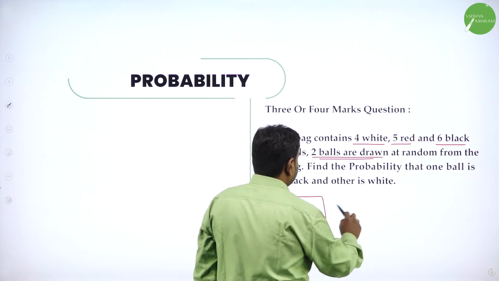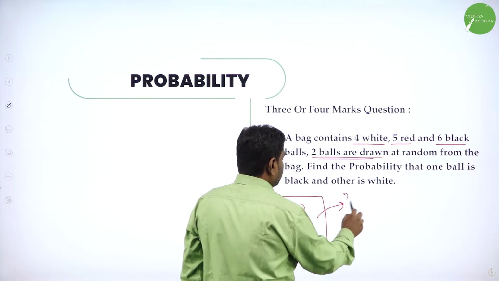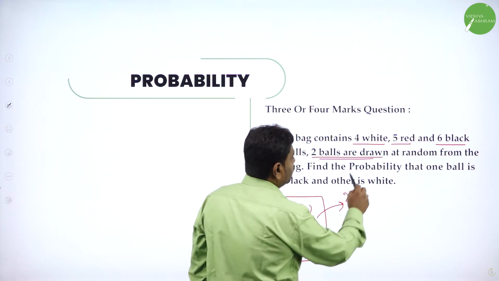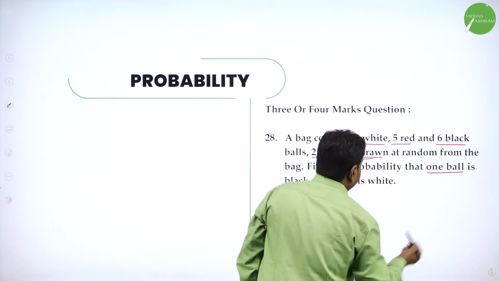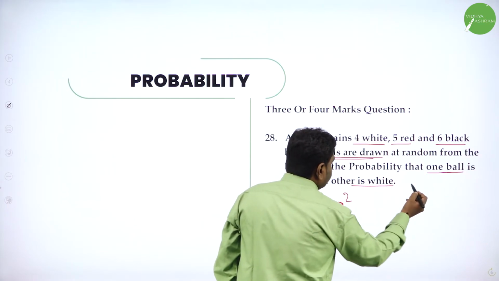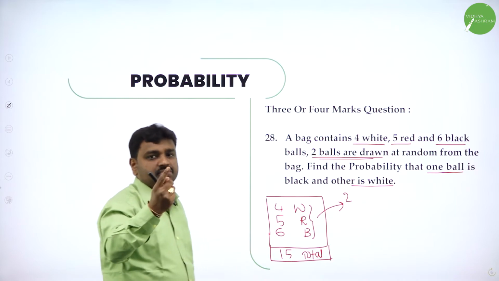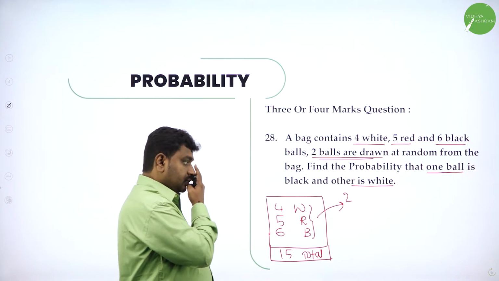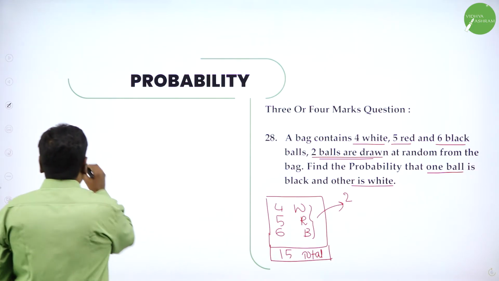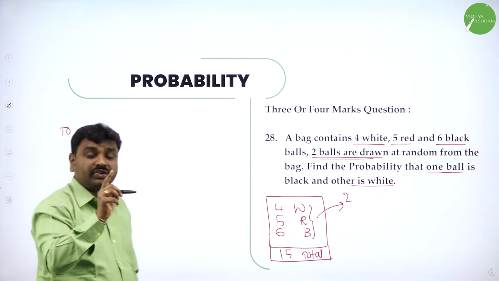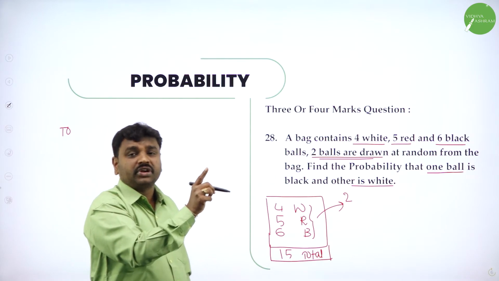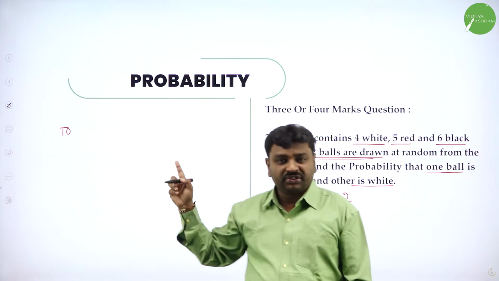2 balls you should draw. So from this heap you have to draw 2 balls, from all 3 colors, at random. Find the probability that one is black and the other is white. One is black, one is white. So now, the number of ways of drawing 2 balls, you should also use combination. That's why first you should become thorough with permutation and combination. Then you have to step into this chapter.